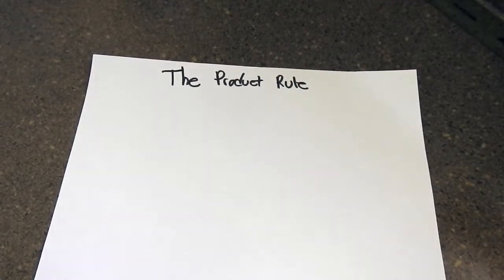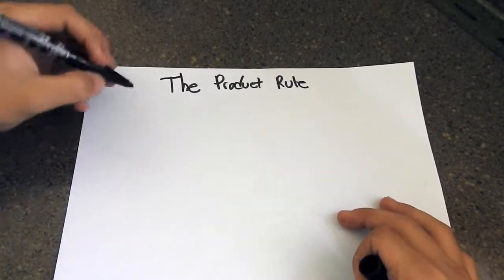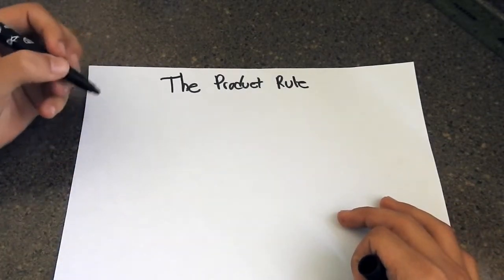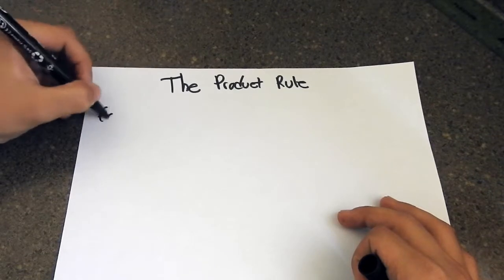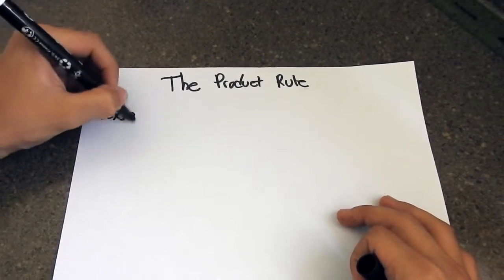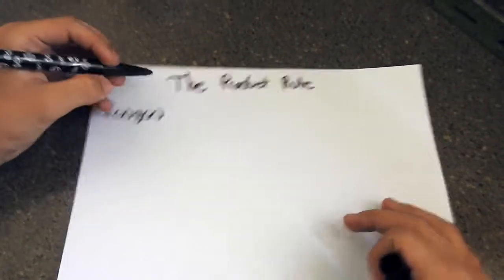In this video, I will introduce you to the product rule. The product rule is the second rule of differentiation. It is useful when we have a problem that involves factors multiplying. For example, we have f of x times g of x.